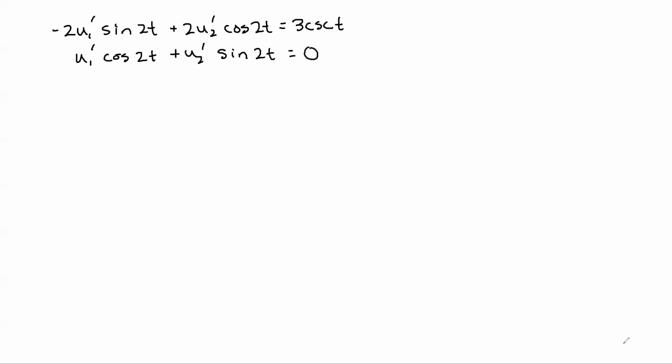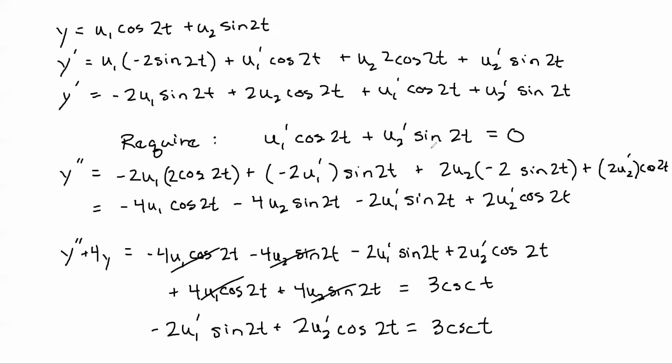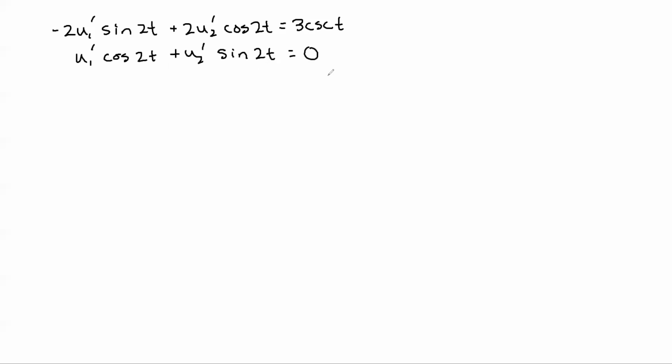Okay, so hopefully copied that right. So we got u1 prime cosine, u2 prime sine, u1 prime cosine, u2 prime sine. Okay, looks good. All right, so the next step to go through and solve this system is we're going to use the substitution technique for solving linear systems. So we're going to solve for one of these variables and then plug into the other equation.